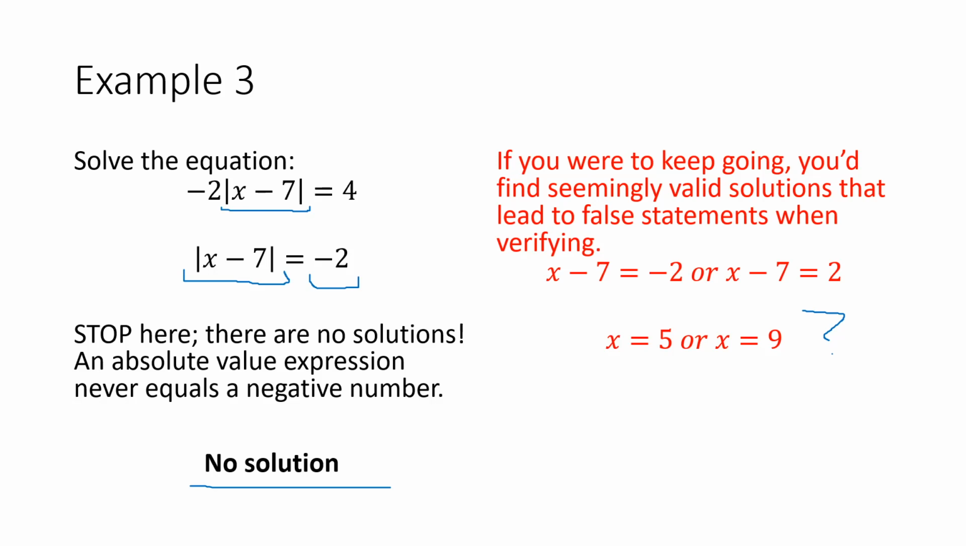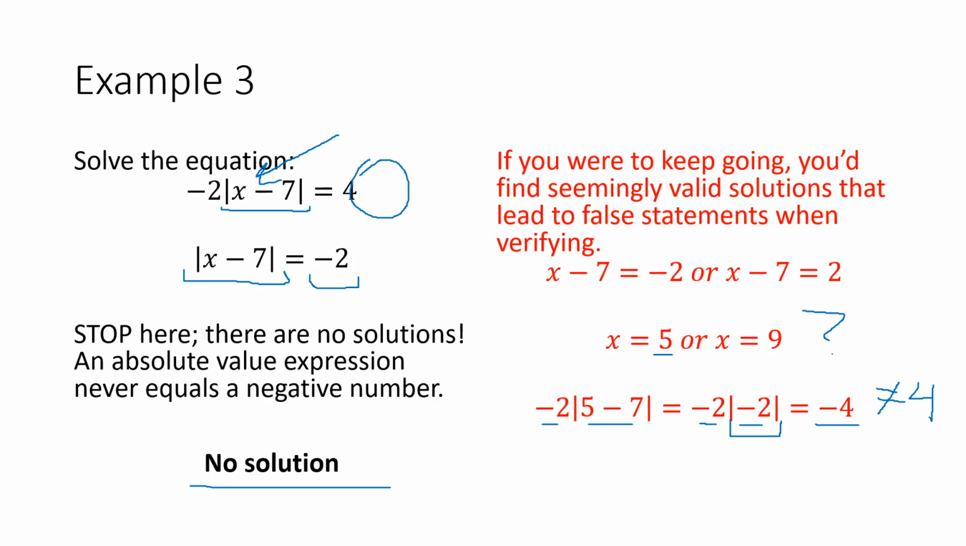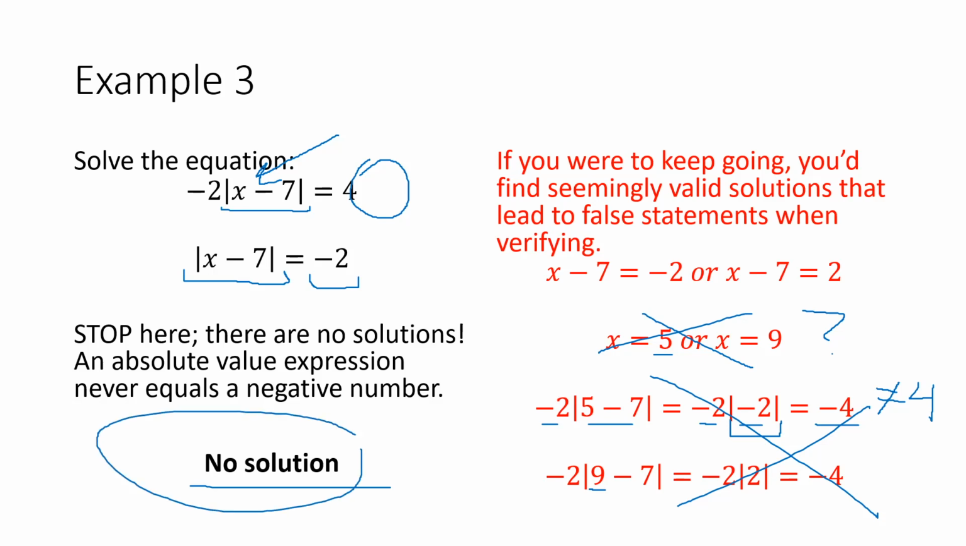So the problem comes in verifying, though, right? If we were to go back and plug in 5 into our original equation for x, we'd end up with negative 2 times the absolute value of negative 2. And remember, the absolute value of negative 2 is going to become positive 2. So when we multiply by the other negative 2, we've still got a negative number there, negative 4, which is not the same thing as the positive 4 that we started with. You'll notice the exact same thing happen when we use 9 as our other possible solution. We end up with a negative 4 there as well. So no, these are not solutions. They do not work. There are, in fact, no solutions for this equation.